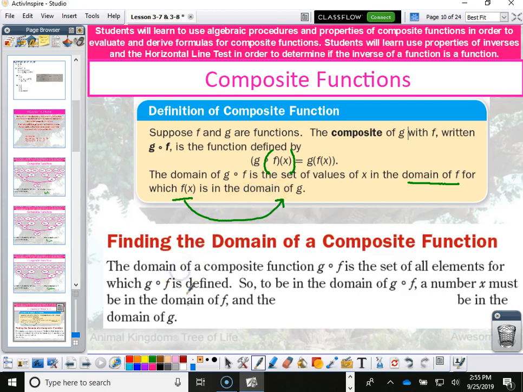So how do we do that? Well, finding the domain of a composite function is the set of all elements for which g following f is defined. So to be in the domain of g following f, a number must be in the domain of f, and the corresponding f of x, the corresponding y value, has to be in the domain of g. So it has to be a number that works in the f function, so it has to be in the domain of f. And the range value of f has to be in the domain of g.